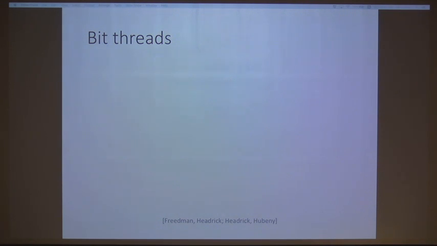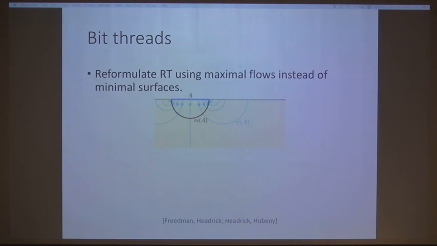Let me say something about bit threads. RT can be reformulated by using the maximal flow instead of minimal surfaces. The maximal flow is determined by a vector, well, a flow is a vector field that is divergenceless and has a limit on its norm.